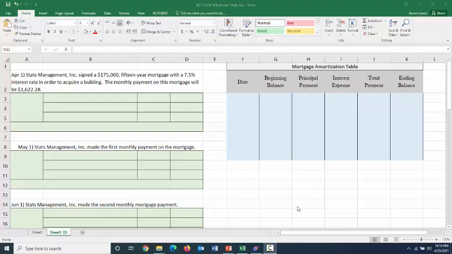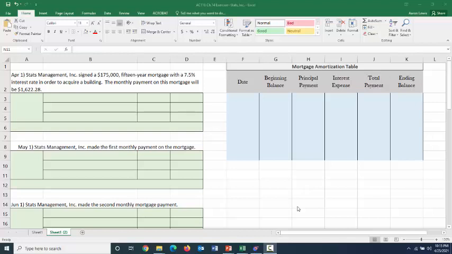Hello everyone, let's do a quick review exercise covering the topics from Chapter 14, which are all the forms of long-term debt like mortgages, notes, and bonds. In our first entry that we had to record, our company, Stats Management Incorporated, is signing a $175,000 15-year mortgage with a 7.5% interest rate, and they are doing so to acquire a building. They are apparently not making a down payment on this particular building they're acquiring. They're taking out a mortgage for the full $175,000.